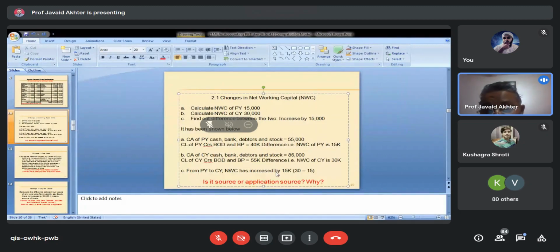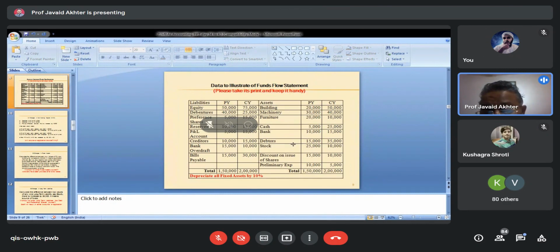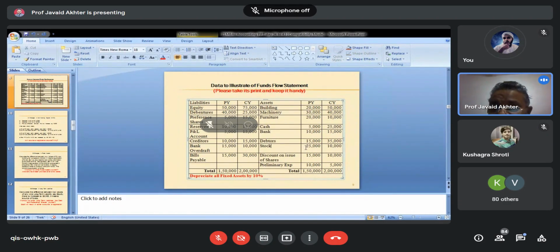Now to prepare a cash flow statement, this process will not be followed. We will pick up the individual components of net working capital. What will be the individual components? Several current assets and several current liabilities. You are right. Look at this data. Let us say stock. It is a component of current assets. It was 25, now 10.